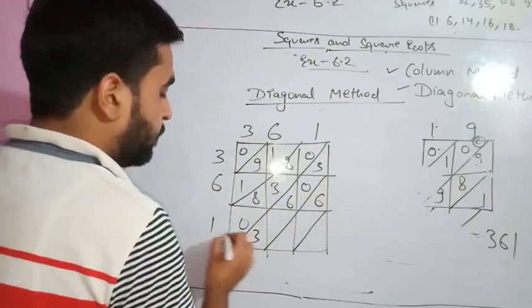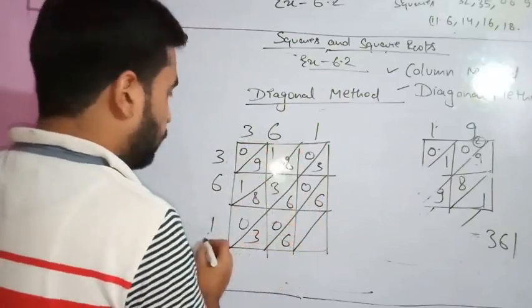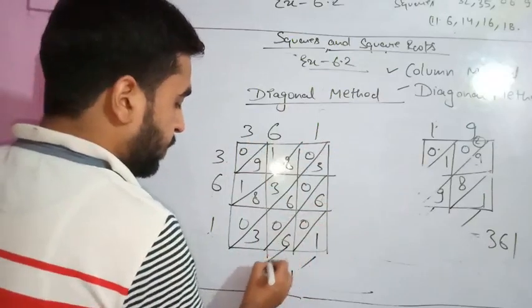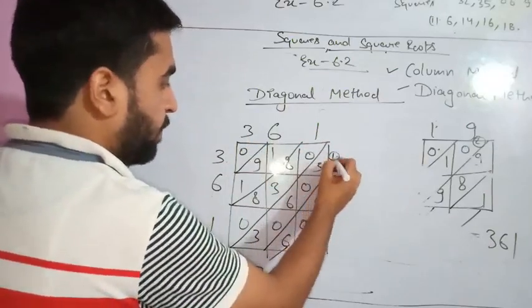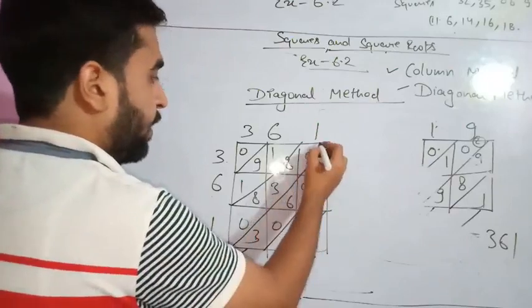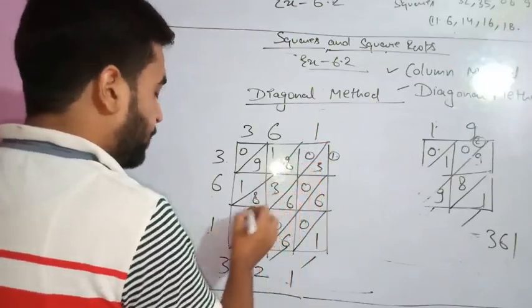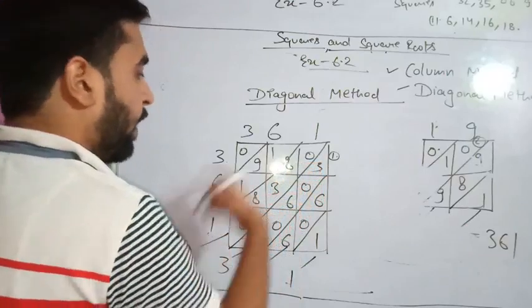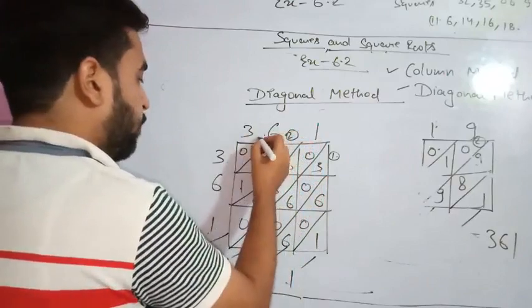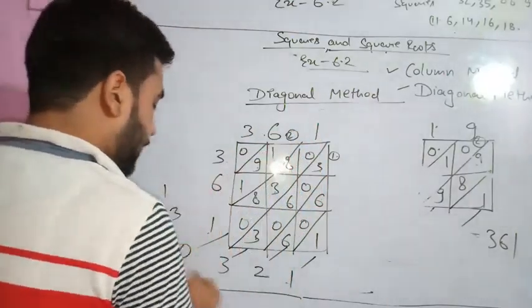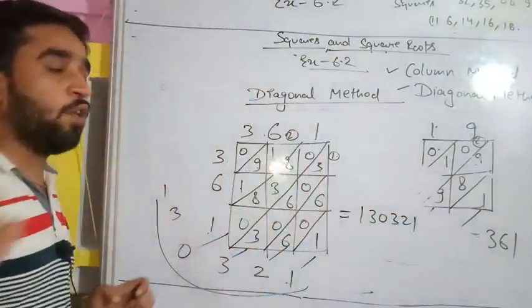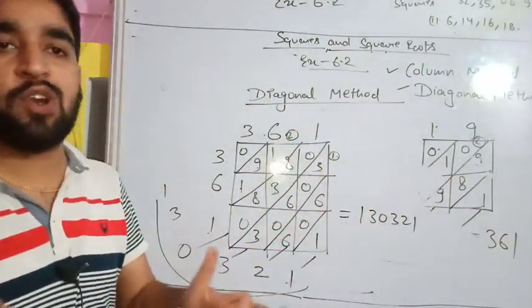1 3s are 3, 0 3, 1 6s are 6, 0 6, 1 1s are 1. Now what is your answer? 1 6 plus 6 is 12, carry 1, 1 plus 3 is 4, plus 6 is 10, plus 3 is 13, carry again 1, 1 plus 8 is 9, plus 3 is 12, plus 8 is 20, 0, carry 2, 2 plus 1 is 3, plus 9 is 12, plus 1 is 13, carry 1, 1 plus 0 is 1. So that's your answer, that is 130321.